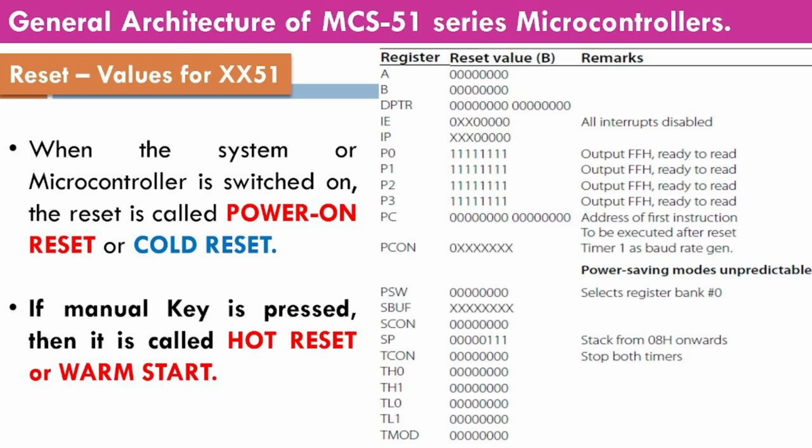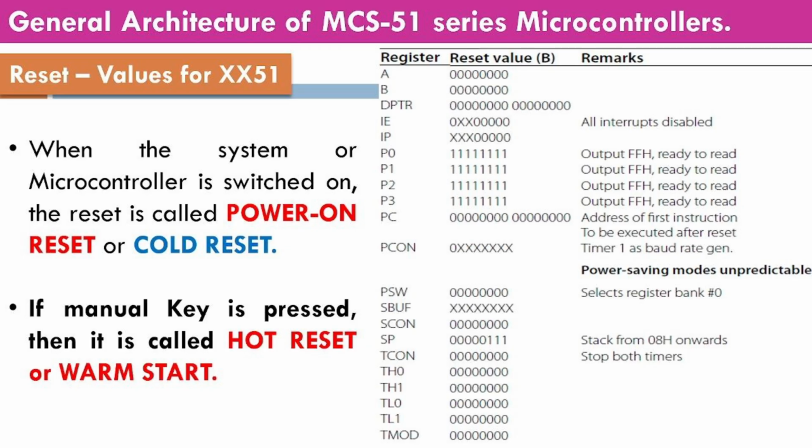00000111, which is 07H. Because the stack pointer increments before storing data, this ensures the system stack will safely start at address 08H onwards, right above the register banks. The program status word, PSW, resets to all zeros. As we discussed earlier, this specific action is what automatically selects register bank 0 as the default active bank.